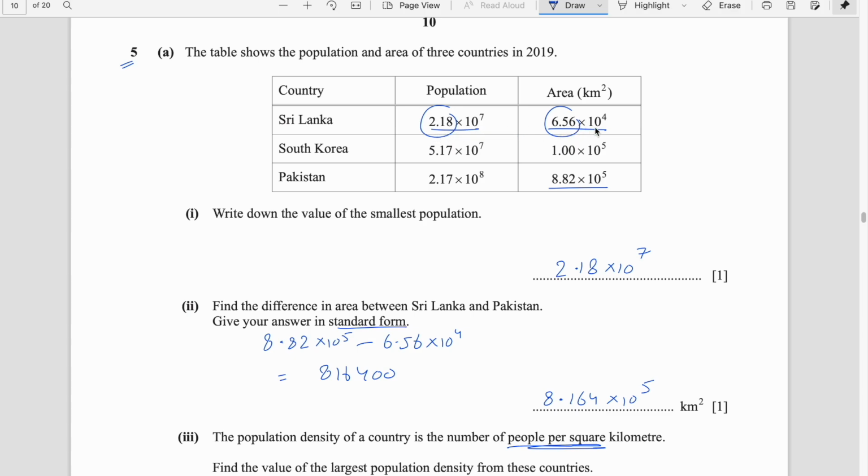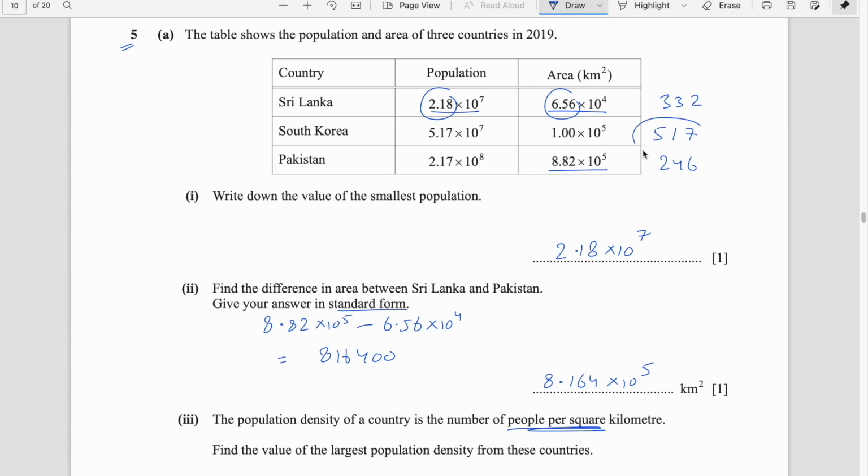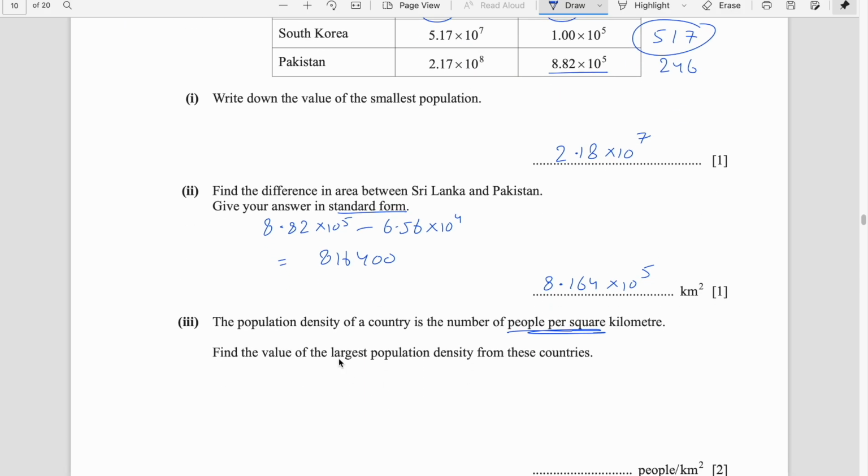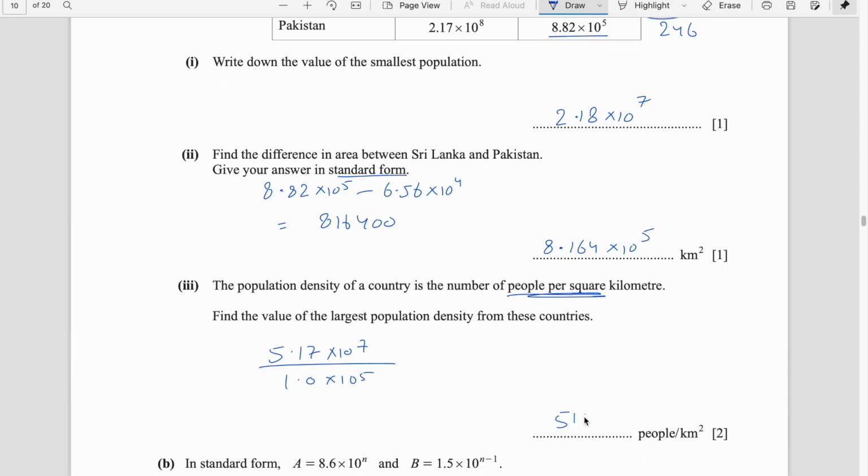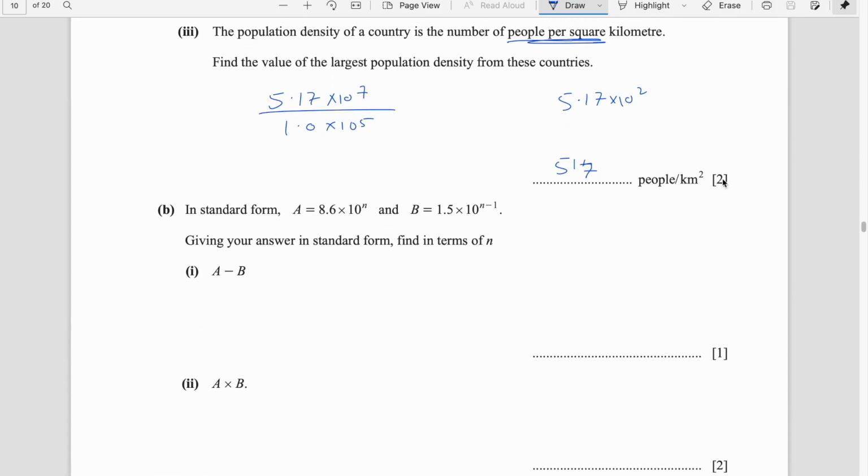Dividing 10 raised to the power 7 by this, we get a rough value of 332. When we divide these two values, I get 517. When we divide 2.17 into 10 raised to the power 8 by this, we get 246. So clearly the largest population density is given by South Korea, which is 5.17 into 10 raised to the power 7 divided by 1.0 into 10 raised to the power 5, and the answer is 517. You can leave your answer as this or 5.17 into 10 raised to the power 2. Both are acceptable in this case.